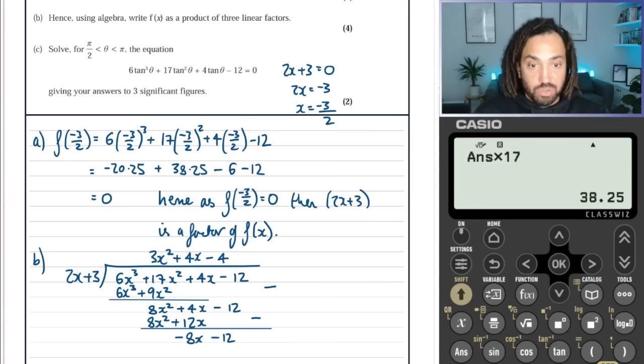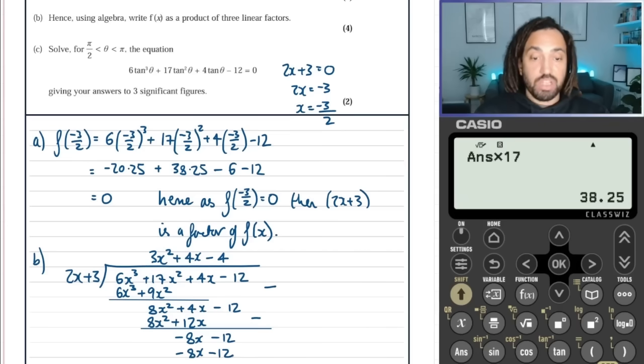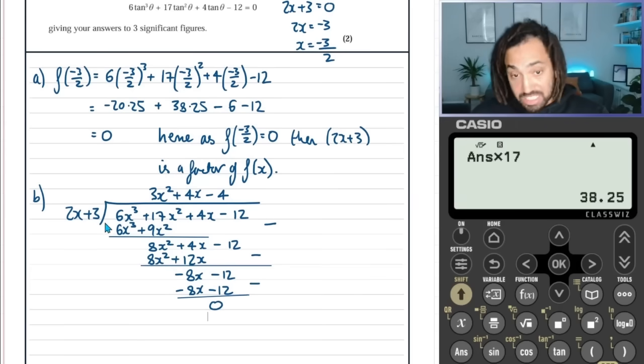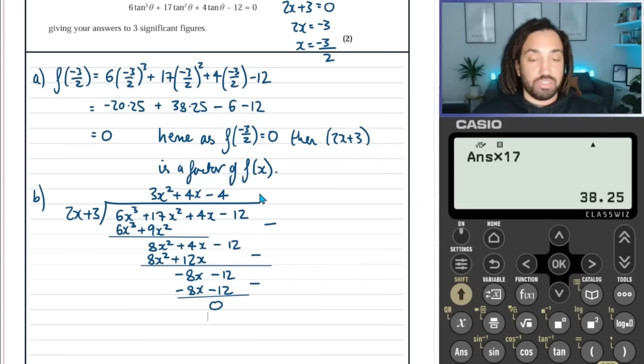No, just minus 4. So that'll give us, and then when we multiply the minus 4 by this, we get minus 8x, and minus 4 times 3 is minus 12. Perfect, they line up so that when we do our final subtraction, we get 0, which means there's no remainder, which means it is a perfect factor, as we knew from the factor theorem.